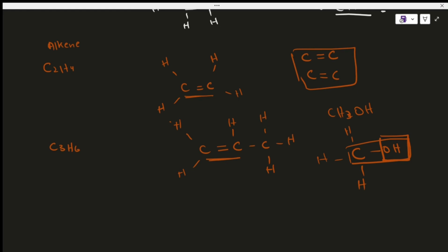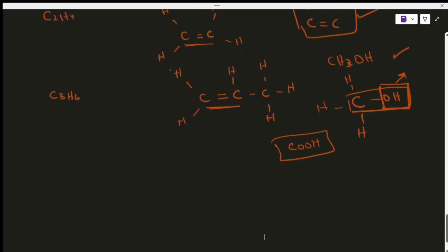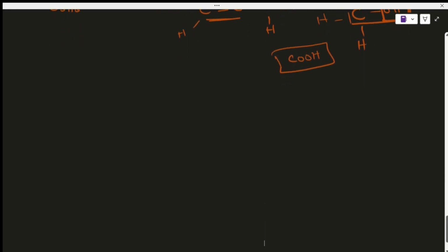So for alkanes, alkenes, alcohols, carboxylic acids, the functional group is going to be different for each individual homologous series. For the homologous series of alkanes, the functional group is carbon bonded to a hydrogen or carbon bonded to a carbon. For alkenes, it's a carbon double bonded to a carbon. For alcohols, it's going to be OH. For carboxylic acid, it's going to be COOH. That is the idea of the functional group. And now let me write a few characteristics so that this can fit in perfectly.